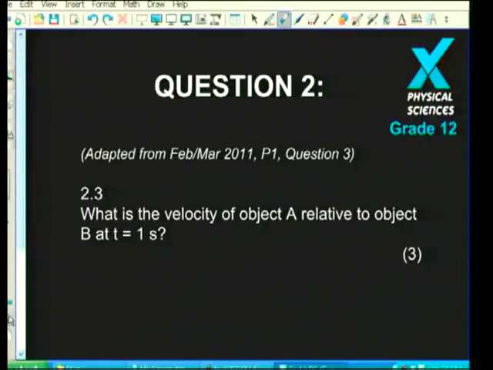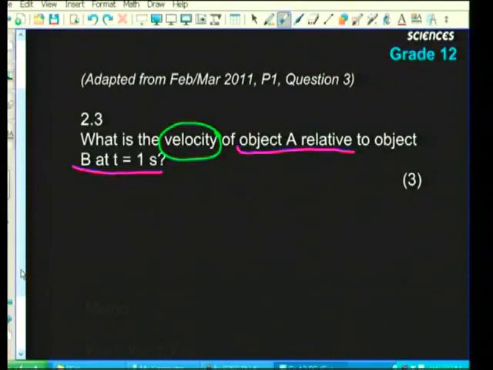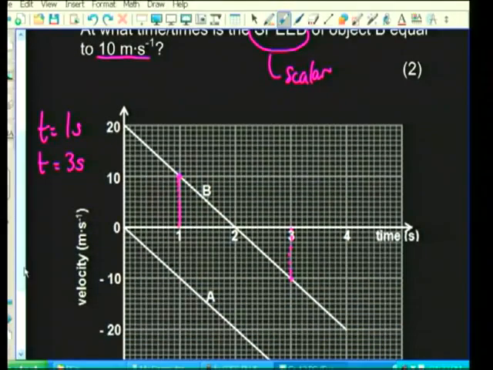2.3. What is the velocity of object A relative to object B at t is equal to 1 second? Now here we're going to be considering both direction, very important because we're considering the velocity, and relative motion. So A we know, and I'll jump back to my graph here. A is falling down, B went up and then is falling down. And they asked me at t is equal to 1 second. Let's just check that. Yes, at t is equal to 1 second. Well, go back and read off the graph.